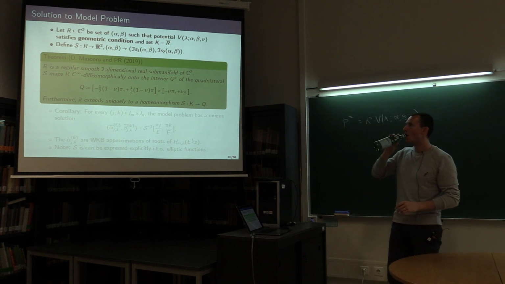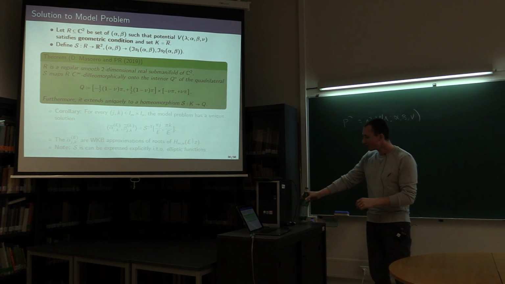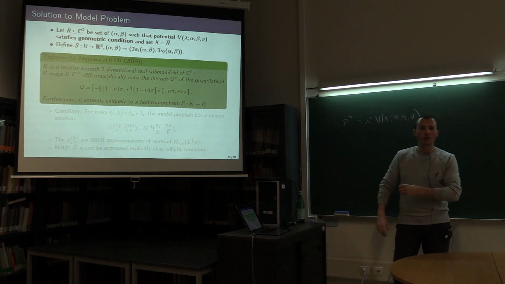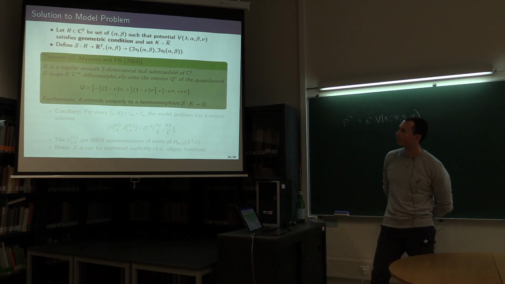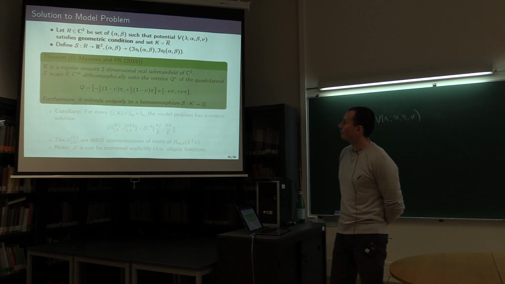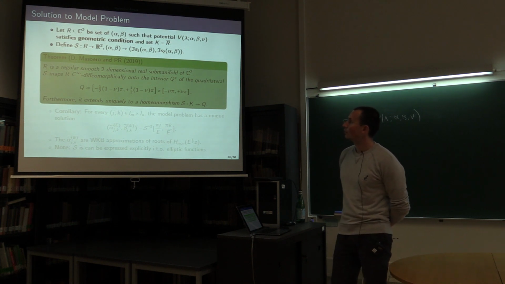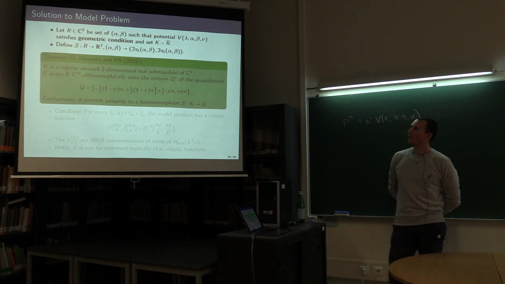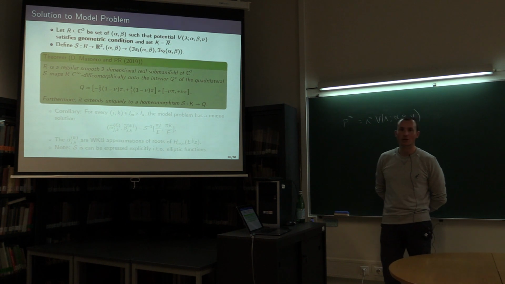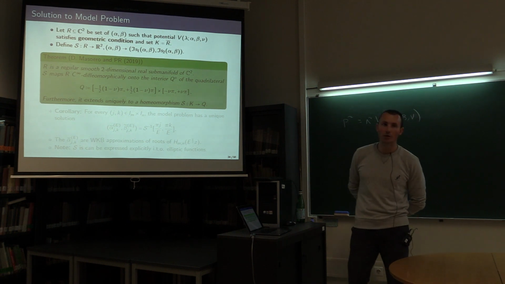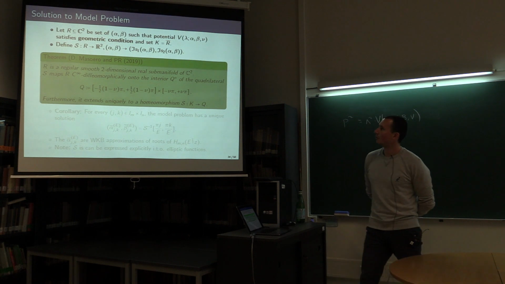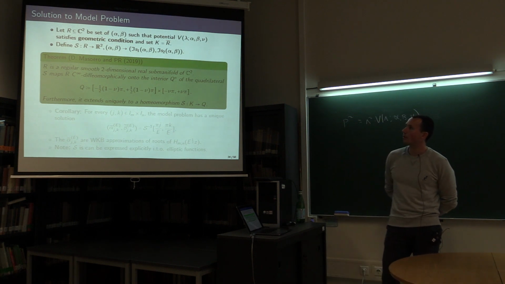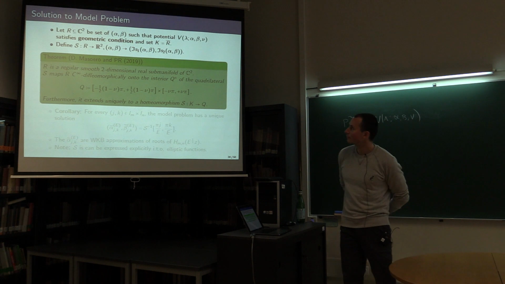And this model problem we can solve explicitly. So what we do is we define R as the subset of C² where the geometric condition is satisfied. Let K be the closure of R. So we define a mapping S from R into R². We take just the imaginary parts of these two complete elliptic integrals.